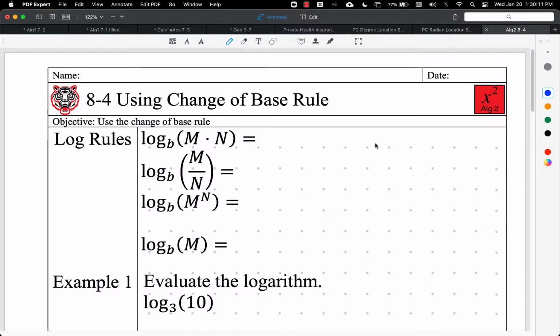We're back in person. Today's date is Wednesday, January 20th, 1/20, 2021. This is the day that Joe Biden was sworn in. Today's lesson 8-4, change of base rule. It is your fourth logarithm rule that you're going to be learning. Our objective, Gunner. You said change of base rule.